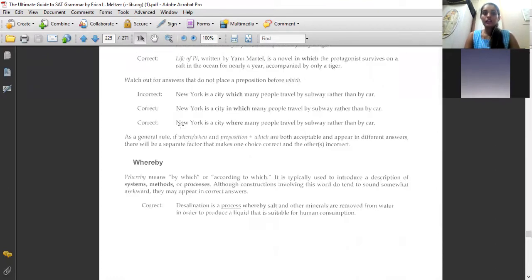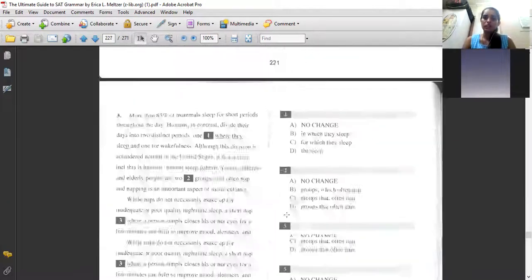Okay. And this thing, whereby, is usually by which or according to which. Usually these sentences are not so often on the exam, but if you get confused if it's correct or not, just try and replace this whereby by which or according to which and see if it's correct or not. If it makes sense, it's correct. Otherwise, you've got to figure out something else. Done.